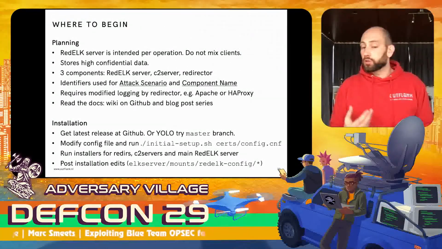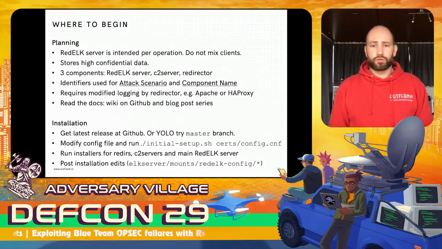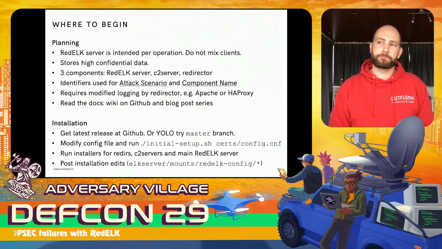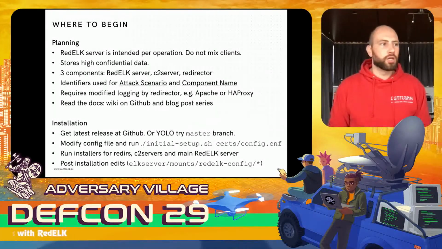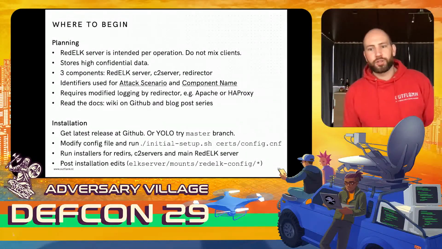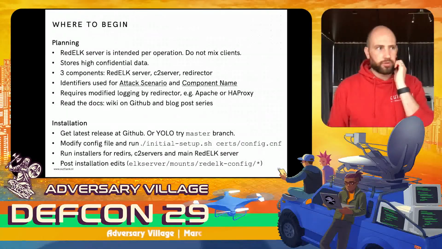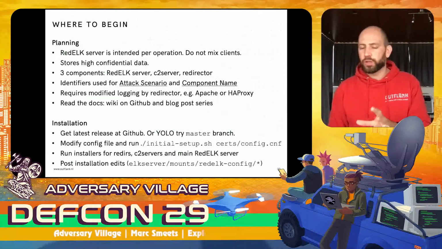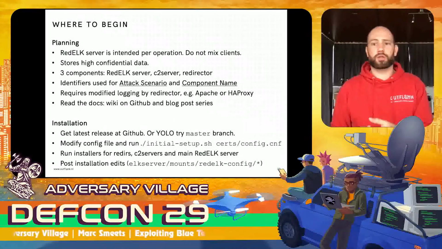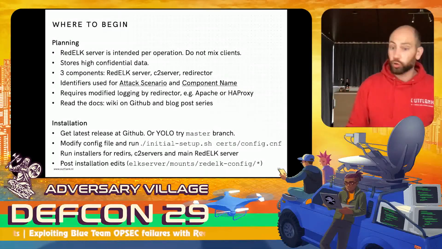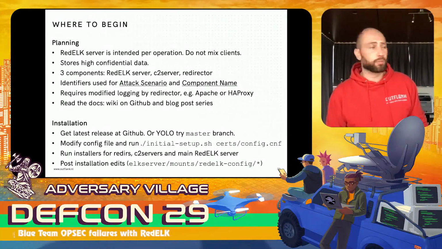And from there on you run the installers on your redirectors, on your C2 servers, as well as on the main RedELK server. And very important, there are post-installation configurations that need to be done. You will find that on the ELK server at that specific path that you will see there. There you enable specific alarms and other kinds of things, and it's all explained in the documentation that we have both on GitHub as well as in the blog post series.